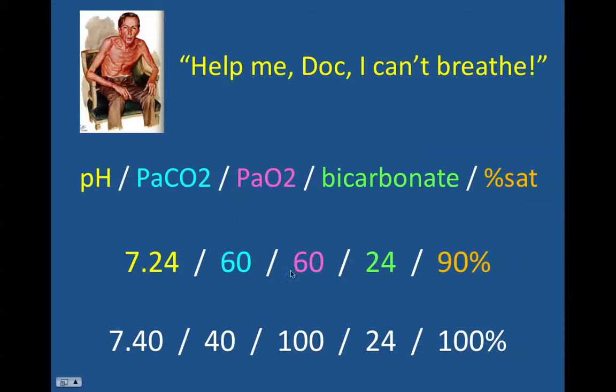The second thing that you can see is that he's also hypoxemic. So remember, hypoxemia means that the PaO2, the partial pressure of oxygen in the blood, is low. And he also has a low oxygen saturation. And then what the bicarbonate shows us here is that his body hasn't really compensated for this problem.